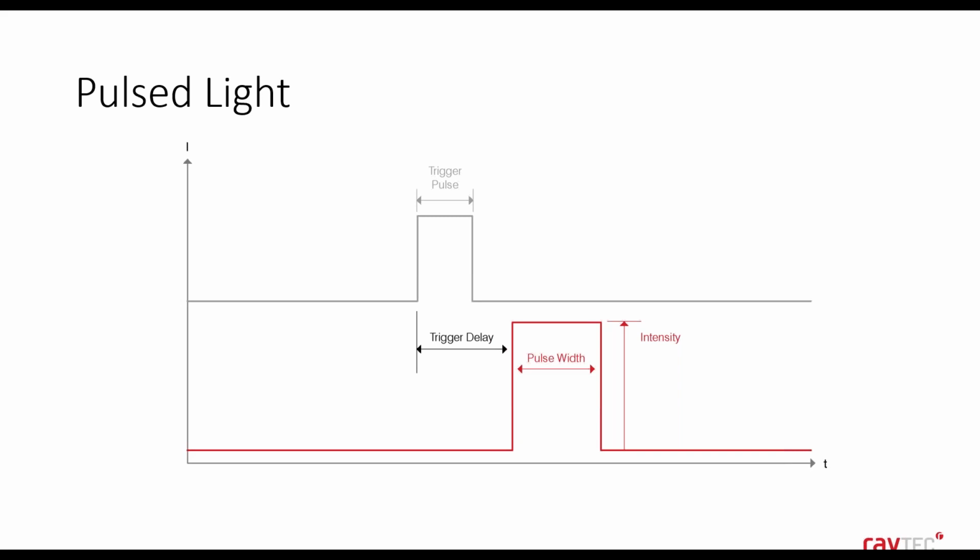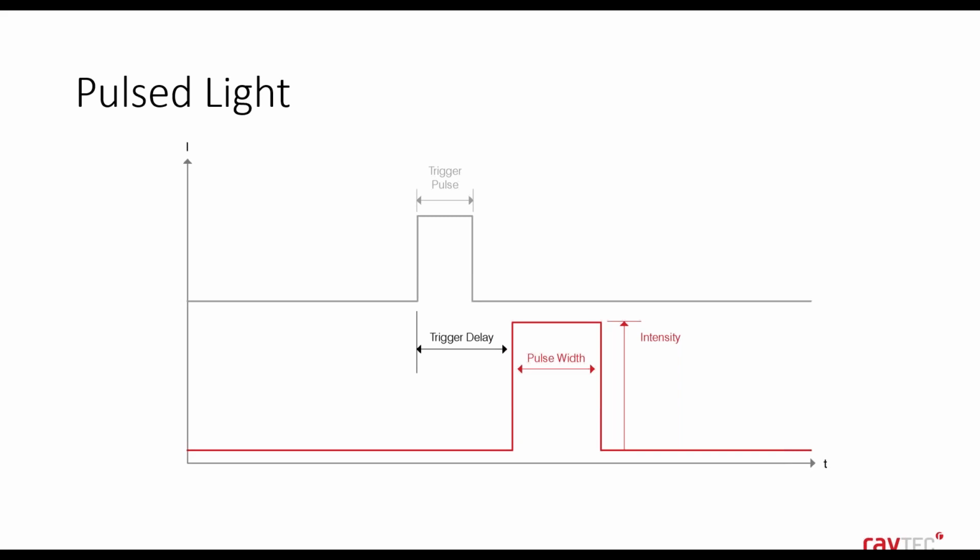So looking at the red line, you'll remember the constant one being a consistent horizontal line across the graph. But with pulse, you can see that there's a spike or a pulse in the line, and that's basically the light only initiating when it receives a trigger from the camera. That trigger is signified by the grey line above it.